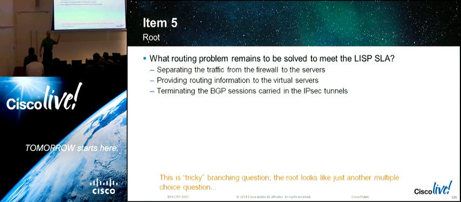And if we say this is what the customer picked and we asked you to pick a solution, it doesn't necessarily mean you picked the wrong one. The customer may have picked the wrong one, and we told you that. So what routing problem remains to be solved to meet the SLA? Where we move the tunnels, so now we get the traffic separation all the way to the firewalls, but what's the remaining issue? Is it separating the traffic from the firewalls to the servers, providing routing information to the servers, or terminating the BGP sessions carried in the IPsec tunnels?